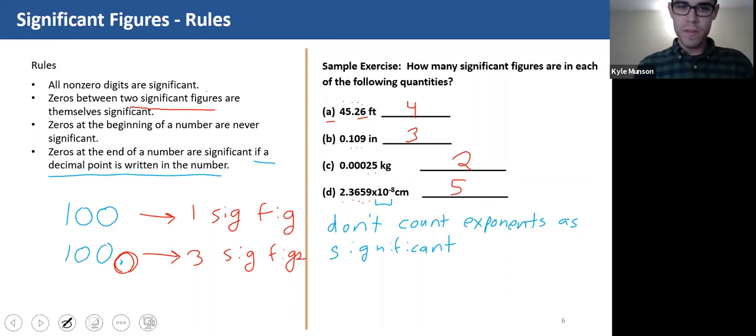Okay, I know that might seem a little confusing, but I hope it's not. I just want you to recognize that and be on the lookout for those decimal points. There shouldn't be so many examples of that this semester, but just be aware that zeros at the end of a number are significant if a decimal point is written in the number. So I just wanted to give that final example. We'll stop there and we'll go on to rounding significant figures in the next video.